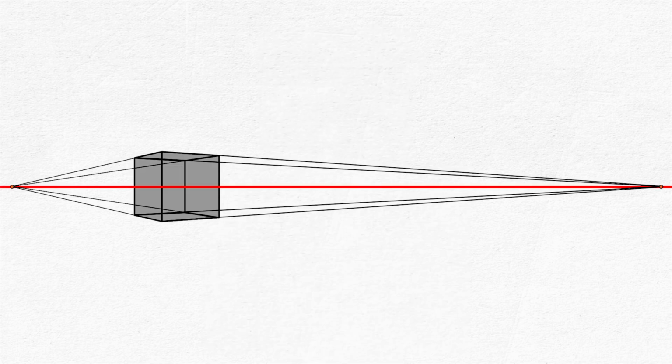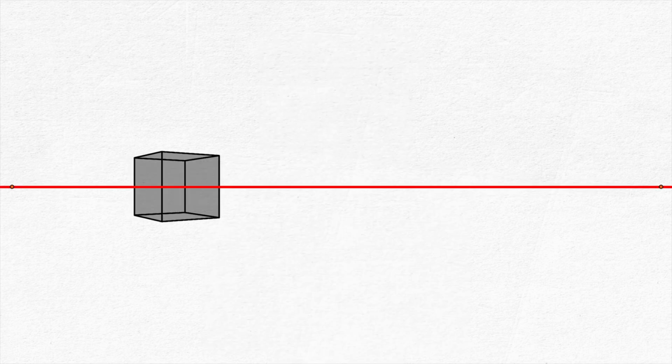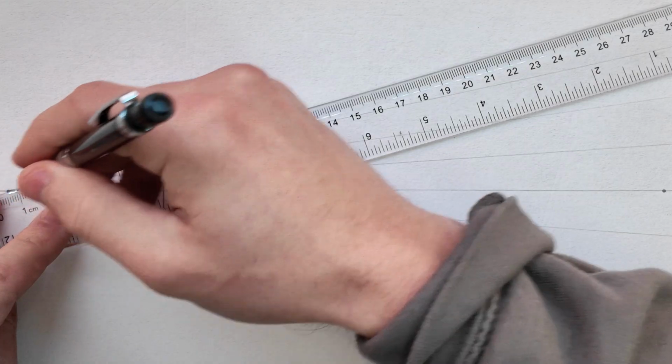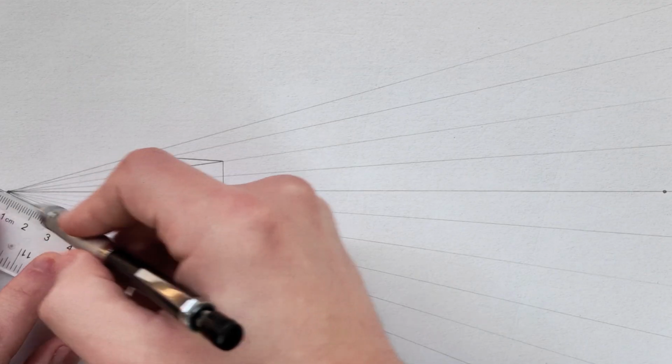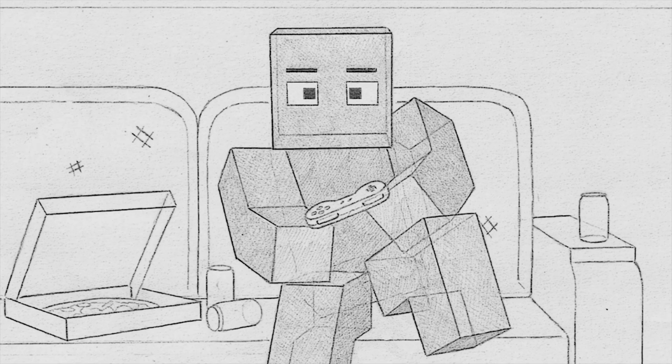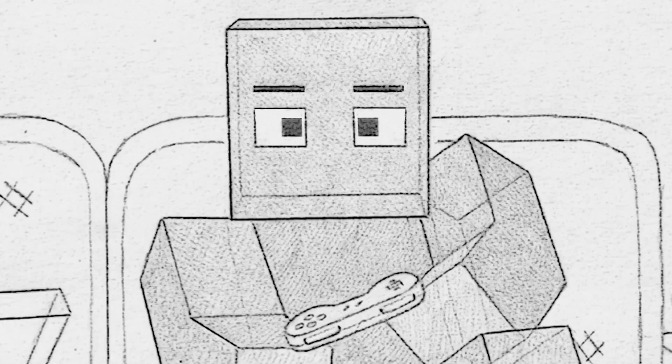Well, you won't have to, because this is where a perspective grid comes into play. Now that I can see both of my vanishing points, I'm able to extend some grid lines from each of these across the paper like so. Although, this can take a long time. If only there was a way to speed this process up. I said, if only there was a way to speed this process up.